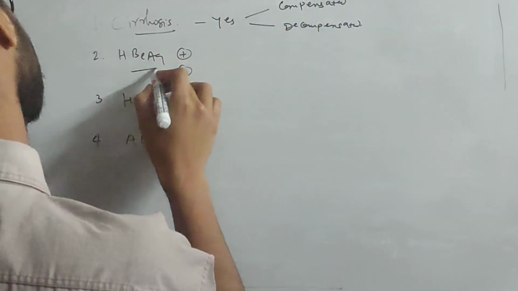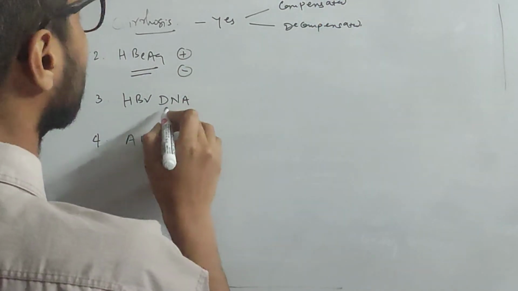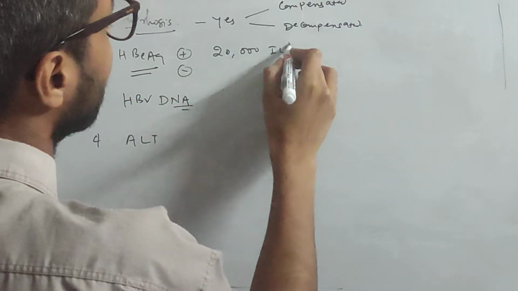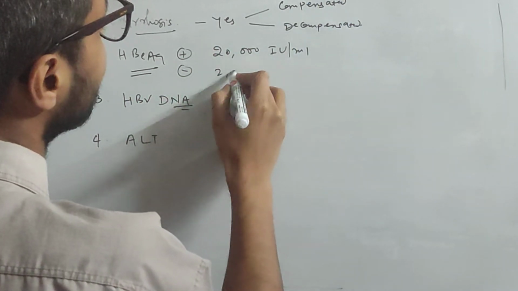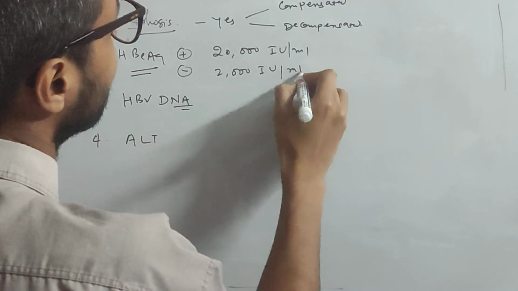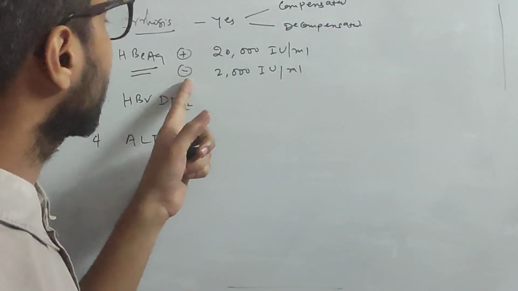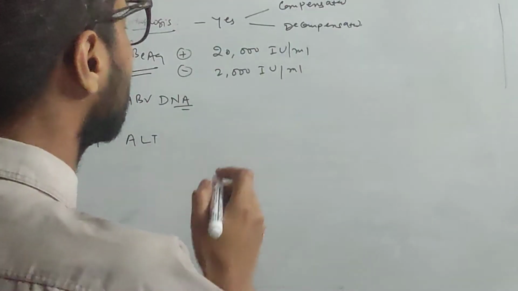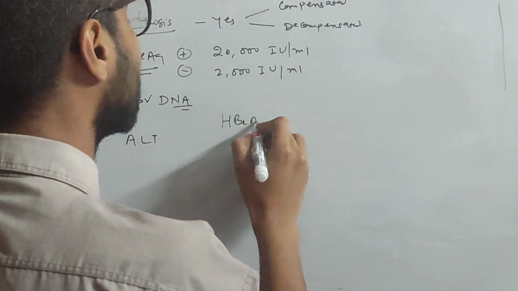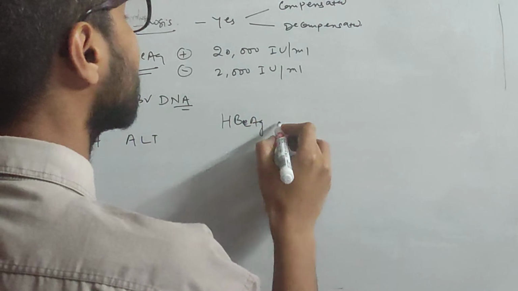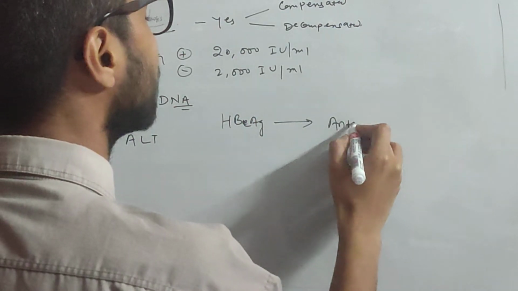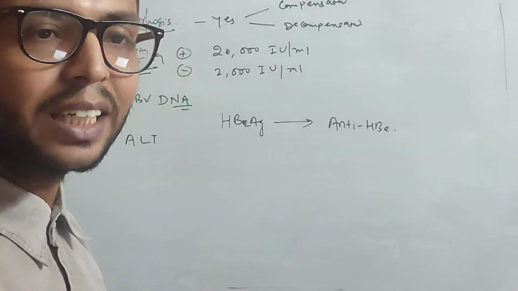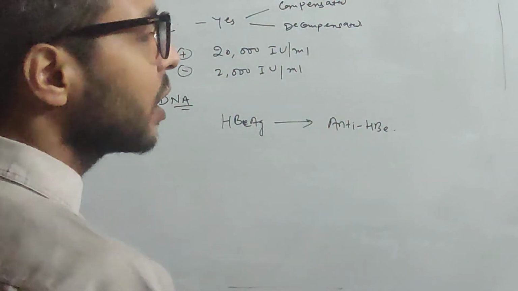And for HBe antigen positive patients, we take the DNA quantitative threshold as 20,000 IU per ml, and for negative we take the threshold 2,000 IU per ml. So why do we take the lower threshold for HBe antigen negative patients and higher threshold for HBe antigen positive patients? The reason is that there can be a spontaneous seroconversion of HBe antigen to anti-HBe by your own immune system, even if you don't treat with antivirals.